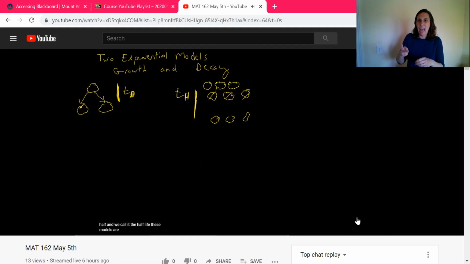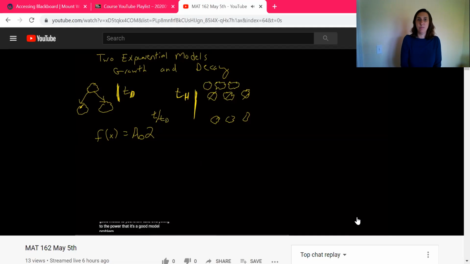And these models are very similar. Now, when we first modeled them, I could say, hey, this can be some function of my initial amount times 2 to however much time passes divided by the half-life. And that's a good model. To take everything to the power like that is a good model. Problem is, base 2 can be hard to work with.